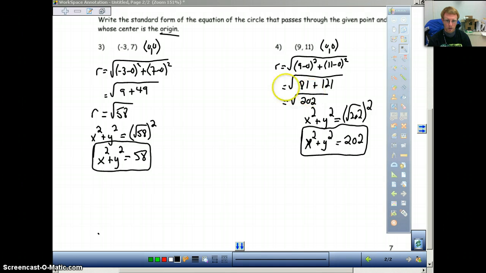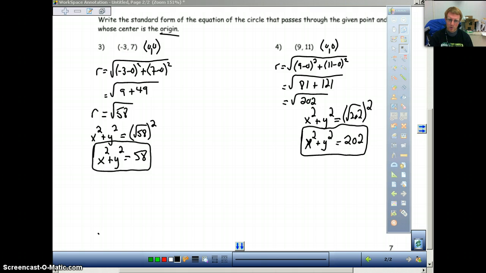Over here, we ended up with the square root of 202. So we had x squared plus y squared equals the square root of 202 squared. So the square root and the square cancel out again. Our equation is x squared plus y squared equals 202. So that should be pretty straightforward.